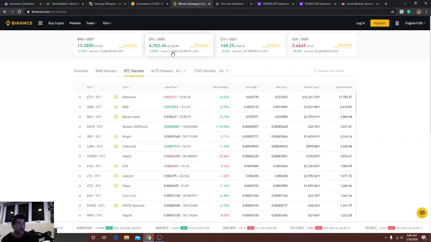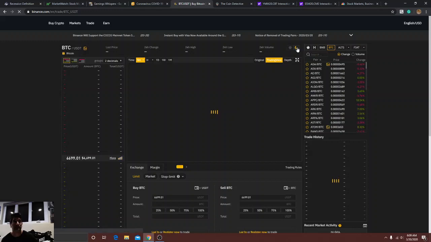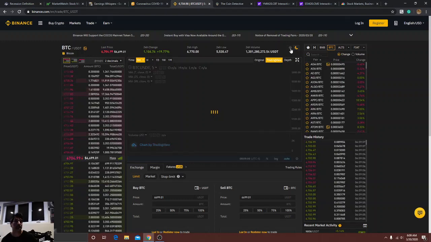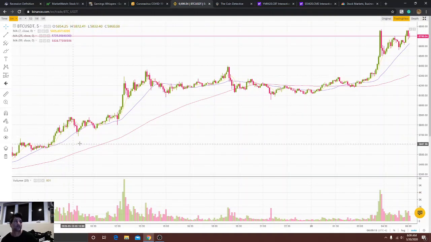So here's your risk on trade, people. You got Binance Coin, you got Ethereum, you got EOS, but Bitcoin. Look at that. There's risk on, people. Let's just see how Bitcoin is doing overnight. Here you got it, people. Looking good, looking very good. Just an indication of the stock market you're gonna have today. And world markets, risk on.